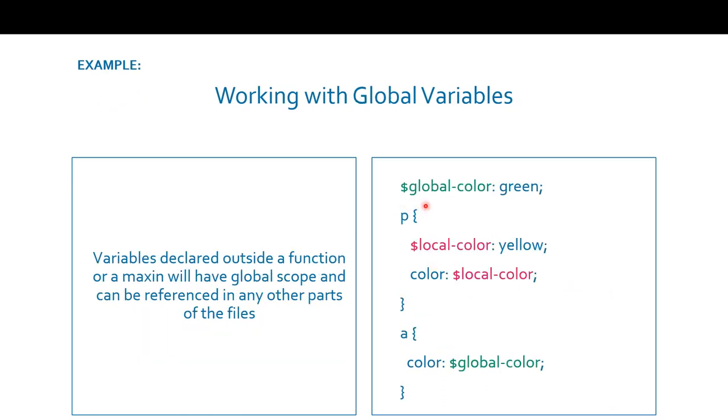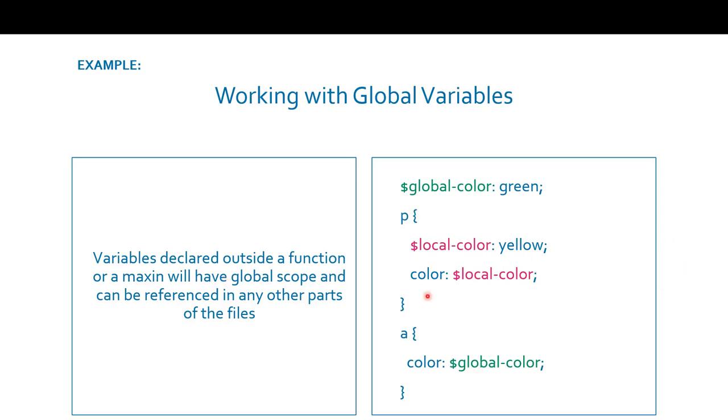Working with global variables, it is very important to know the difference between global variables and local variables. It's called variable scope. Global variables are variables that we define outside a function or a mixin, and a global variable is accessible by every other function, within any part of the file. So that is what a global variable is.